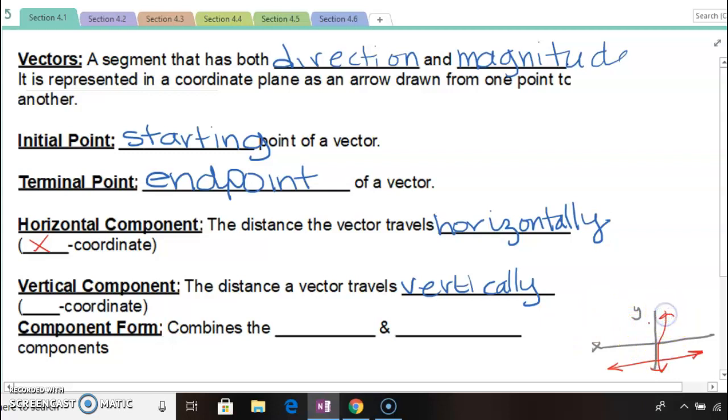That's not a very good arrow, sorry guys. Up and down, and that would be my y-coordinate I'm talking about. So the further up, my y-coordinate gets bigger and more positive. The further down, it gets smaller or more negative. And then component form, all that does is it combines the vertical and the horizontal components together.